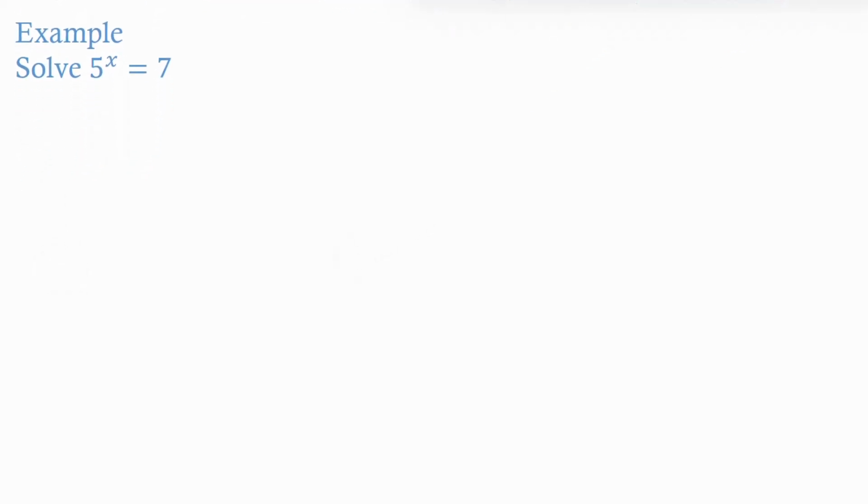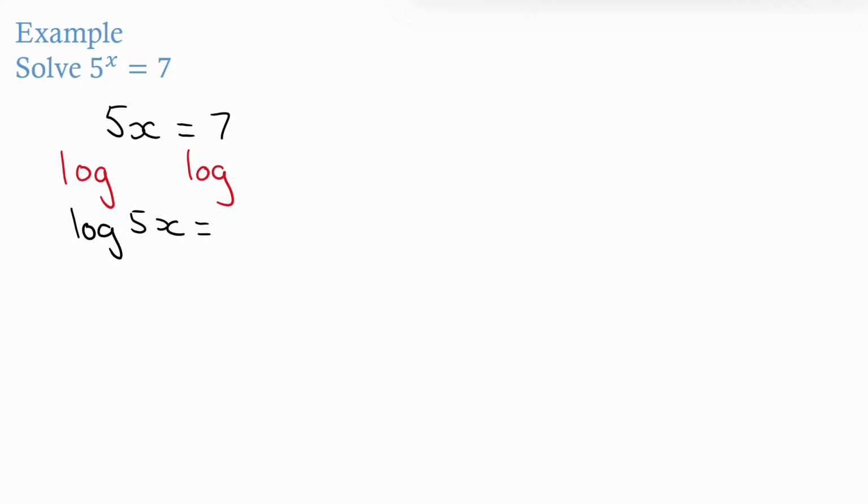Like with all equations, the goal is to get x equals something, and we're going to rearrange these using inverse operations until we get to that point. The first thing we want to do is take the log of both sides. If I start with 5^x equals 7, I take the log of both sides, so log and log. What I end up with is log 5^x equals log 7. Sorry, not 5x, it's 5 to the power of x.